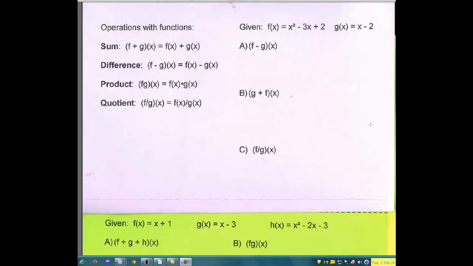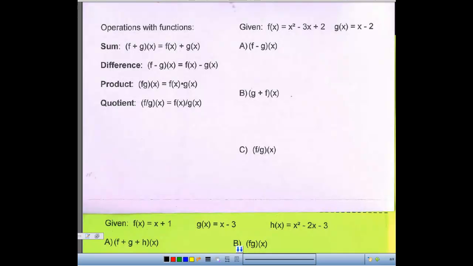We continue our polynomial unit with operations with functions. Our operations on functions are just the same as operations in regular mathematics. We can add, subtract, multiply, and divide functions. So given f of x is equal to x squared minus 3x plus 2 and g of x is equal to x minus 2, we're going to do some operations with these two functions.